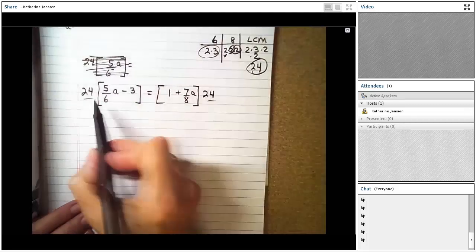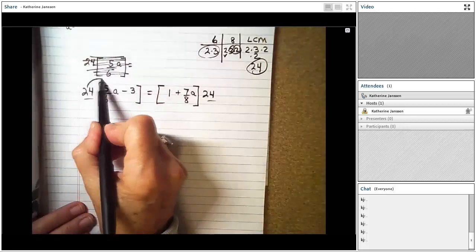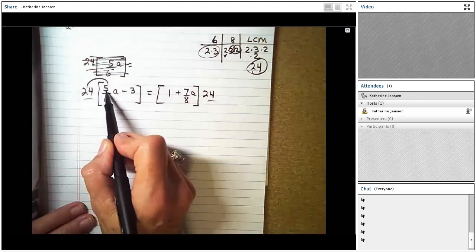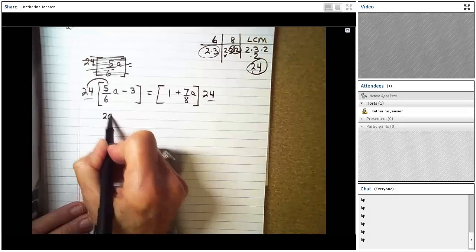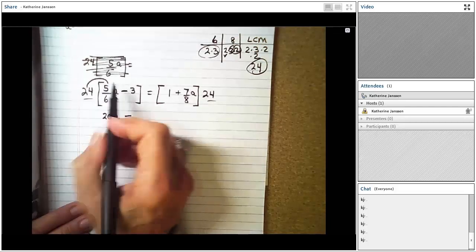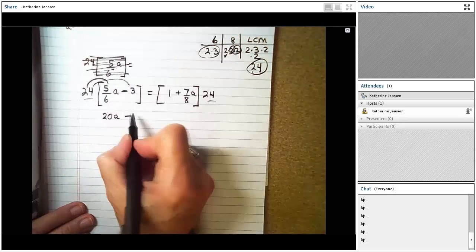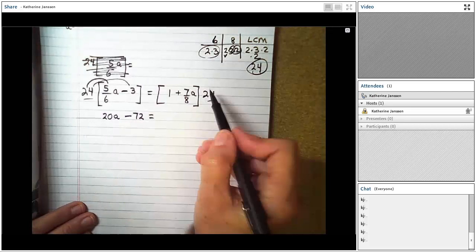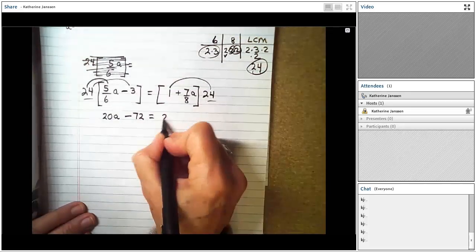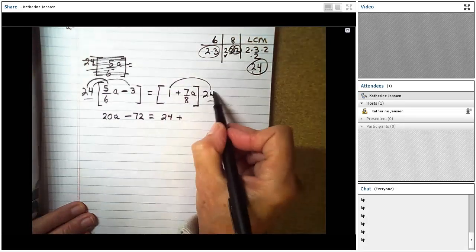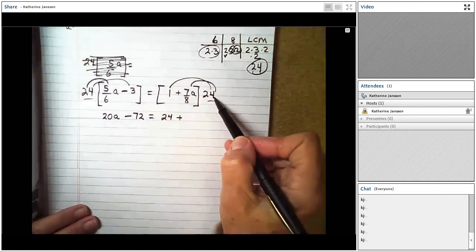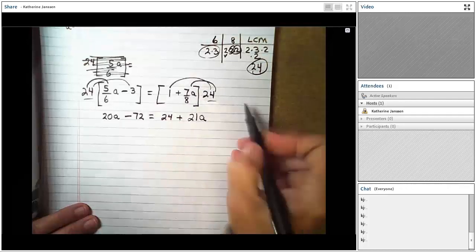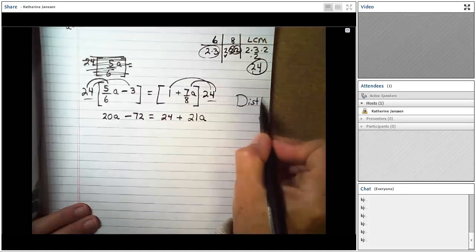Now watch what happens. 24 times 5/6. Well, 6 goes into 24 4 times. 4 times 5a would be 20a. Pick up your sign. 4 times 3 is 12. I'm going to distribute. 24 times 1 is 24 plus 24 times 7/8, but 8 goes into 24 3 times. 3 times 7a would be 21a, using my distributive property.